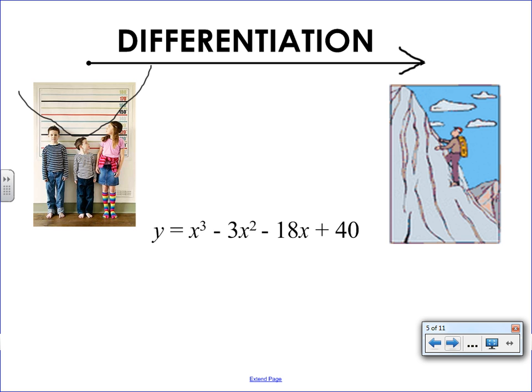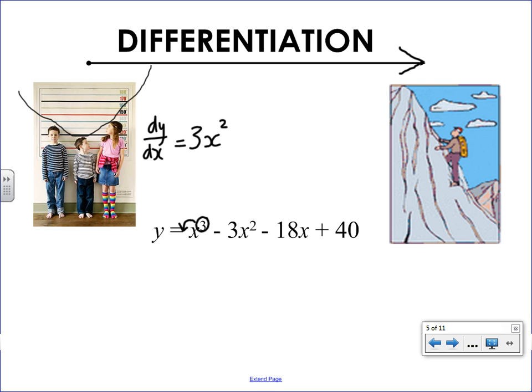The process of getting the gradient function from the original function is called differentiation, and this is how you do it. You take the power, and you pull that power down and make it into a multiple instead. So instead of it being x cubed, that 3 is going to come down there, and then the power reduces by 1. So instead of being a 3, it'll be a 2.